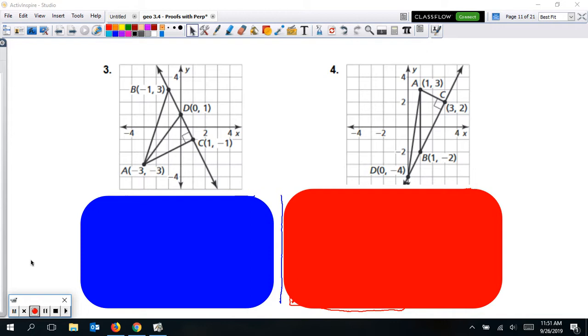All right, for number 3, I'm just going to let you get started on this one. So go ahead and pause the video and then do number 3. Find the distance from A to that line. And then play the video and check your work.